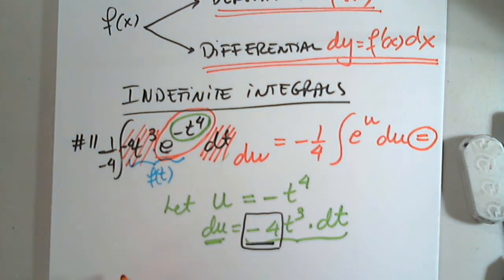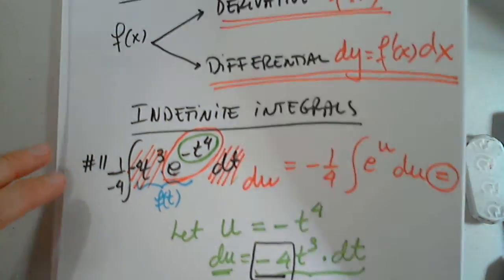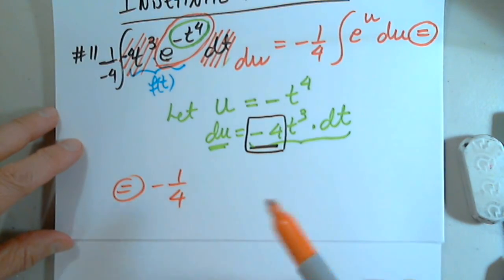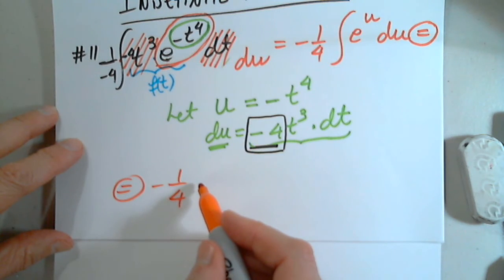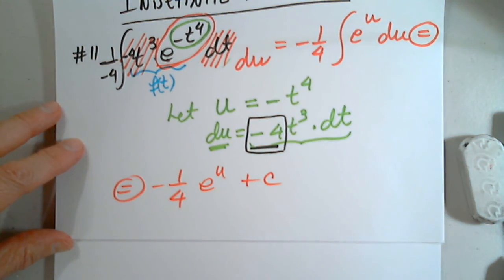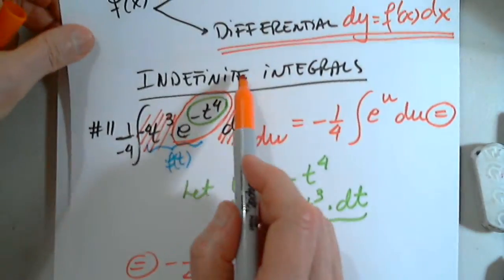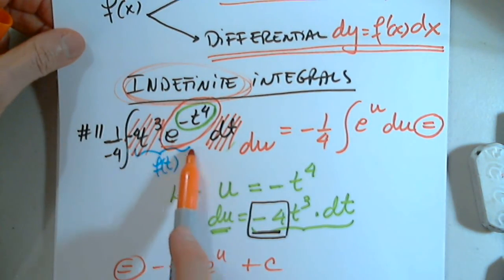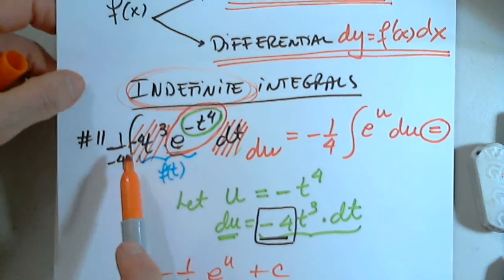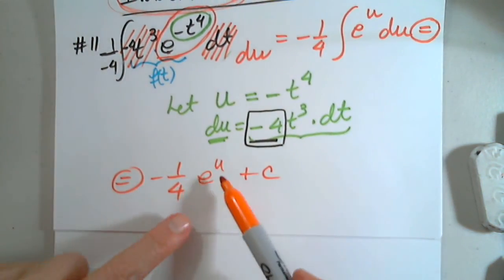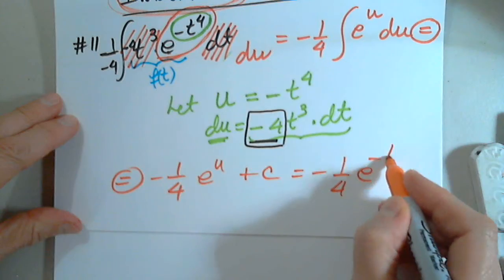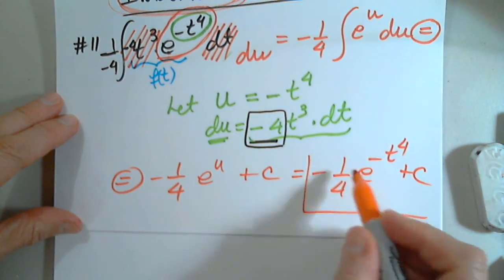And how do I continue? Negative 1/4. What is the antiderivative of e to u? E to u. That's it, plus a constant c. The only thing is, this is an indefinite integral. It's not a number. And since the initial function is in t, I have to go back. All I have to do is replace u by this. And it's finished. Done.